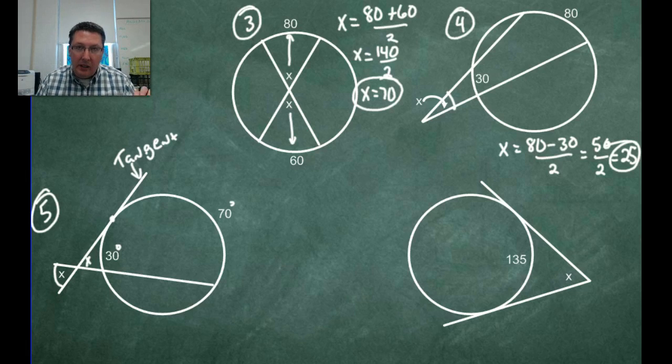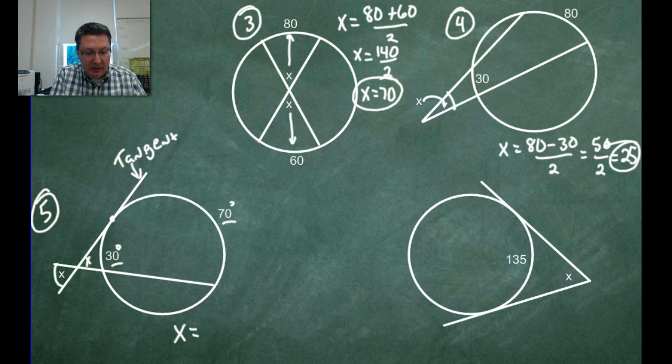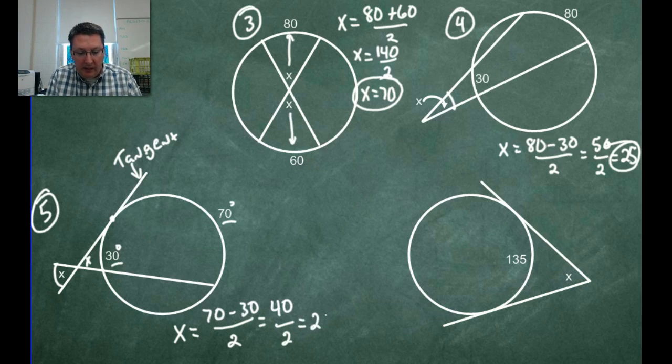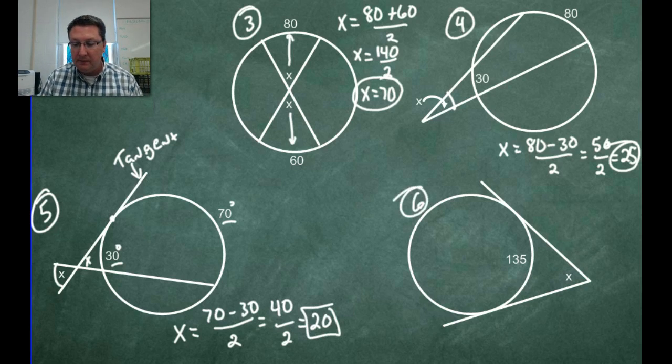So, again, ask yourself, where are the lines intersecting? These guys are intersecting outside the circle. So I need to apply the same property I did on number 4. When it intersects outside the circle, you subtract the two arcs. So it's no different here. I have 70 and 30. This angle x is going to be the difference of the two arcs divided by 2. So 70 minus 30 is 40 divided by 2. That angle x has to be 20 degrees. All right, same thing with this one. This last problem, number 6.